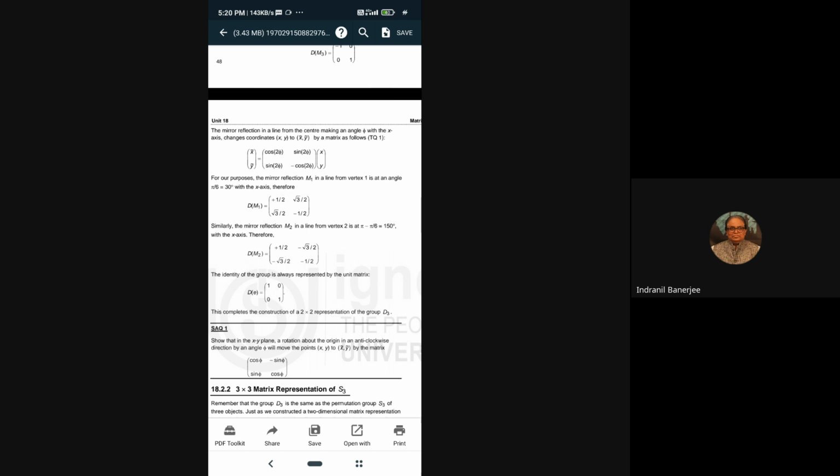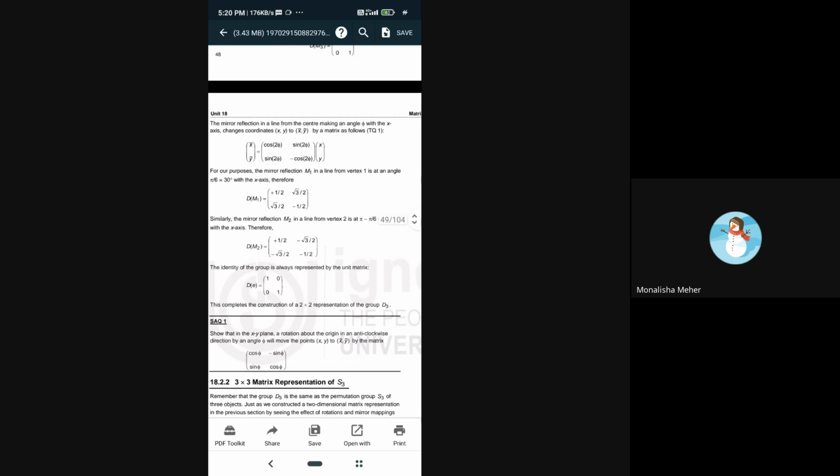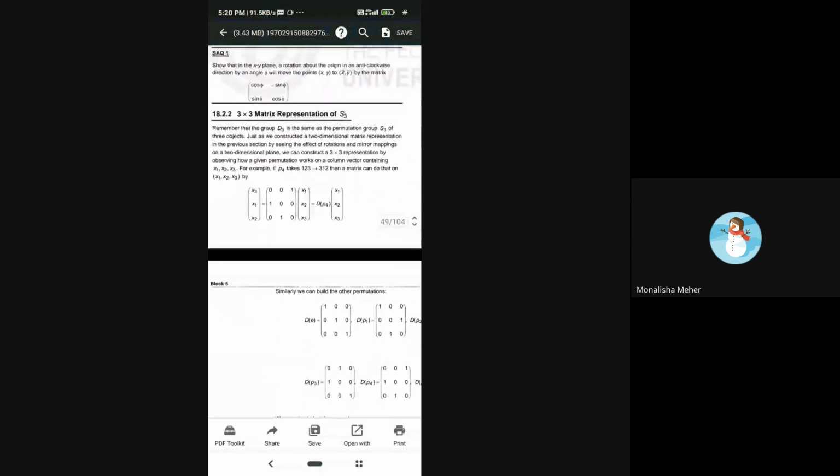The identity of the group is always represented by the unit matrix. D(E) is equal to 1, 0, 0, 1. This completes the construction of the 2 cross 2 representation of the group D3. Then the 3 cross 3 matrix representation of S3. Remember that the group D3 is the same as the permutation group S3 of three objects.